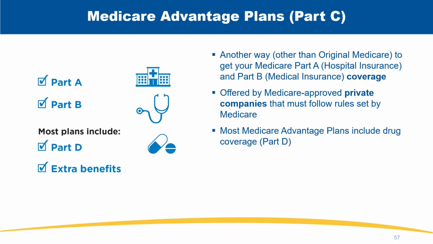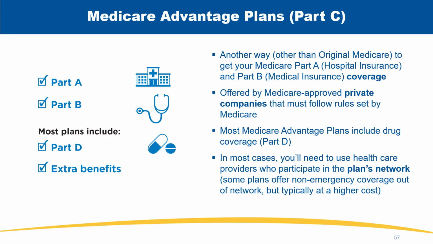Medicare Advantage Plans Part C is another way, other than original Medicare, to get your Medicare Part A, hospital insurance, and Part B, medical insurance coverage. It is offered by Medicare-approved private companies that must follow rules set by Medicare. Most Medicare Advantage plans include drug coverage Part D. In most cases, you'll need to use healthcare providers who participate in the plan's network. Some plans offer non-emergency coverage out of network, but typically at a higher cost.